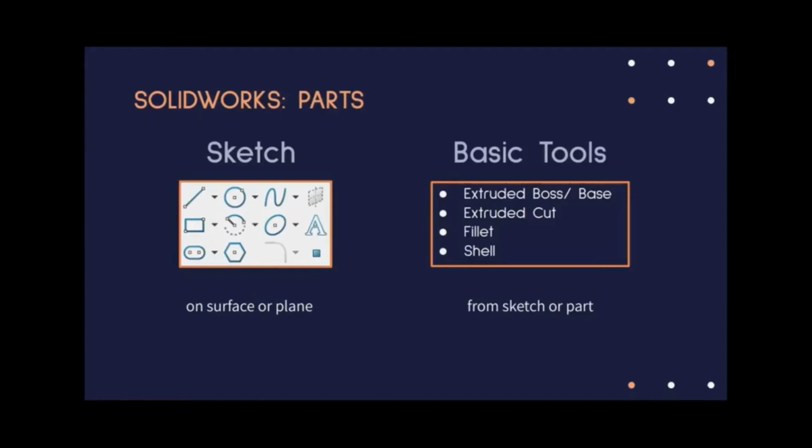Extrude Boss Base will add dimension. Extrude Cut will cut into a part through a selected surface. Fillet will round selected edges, and Shell will hollow out the part. As you gain experience with the software, these tools will become much more familiar.